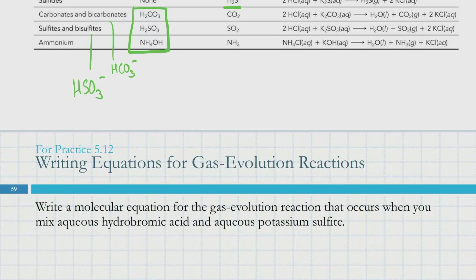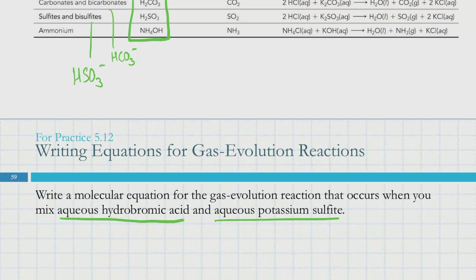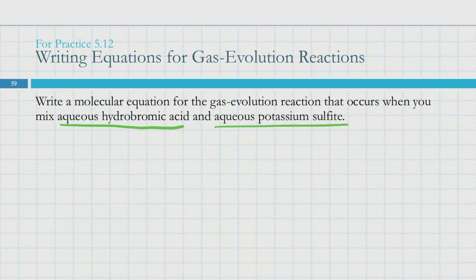We want to write a molecular equation for the gas evolution reaction that occurs when you mix aqueous hydrobromic acid and aqueous potassium sulfite. So the first step is we need to write out what hydrobromic acid and potassium sulfite are. Hydrobromic acid has the hydro prefix, meaning that we've got a binary acid. So we've got an acid, so we start it with H. Brom is the base for bromine, which is a 1 negative charge, so it's just HBr.